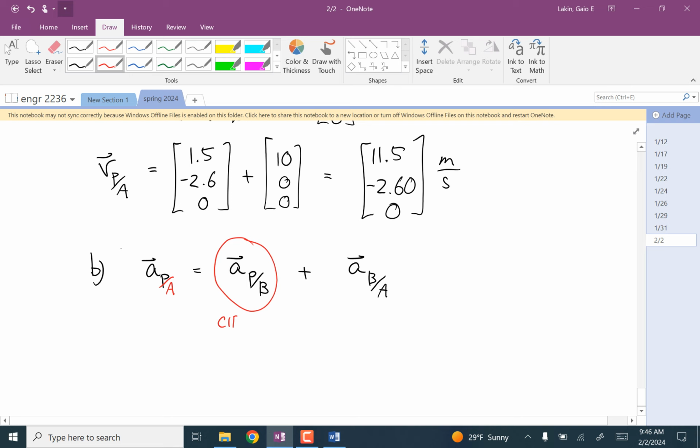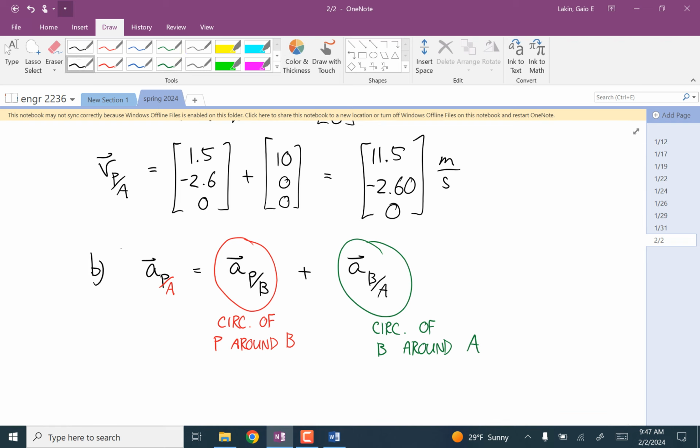This one is the circular motion of P around that point B. And this one is the circular motion of B around A. All of the R vectors that we figured out in the first step are the same R vectors as now. Just remember that for each one of these now, this is the watermelon equation. Anytime you're calculating the acceleration of a circular motion, you're going to use the watermelon equation.